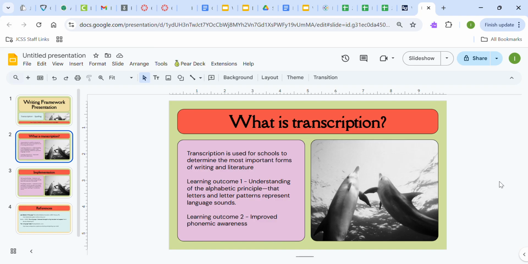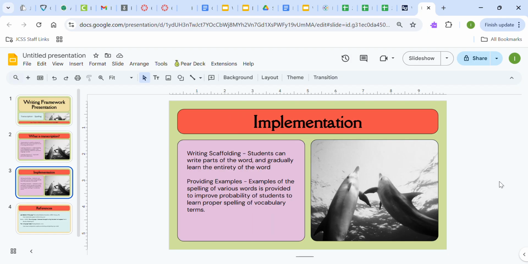Learning outcome number 2 is improved phonics awareness. So for them to become more aware when it comes to different phonics words and their vocabulary, which they will need to know through transcription.